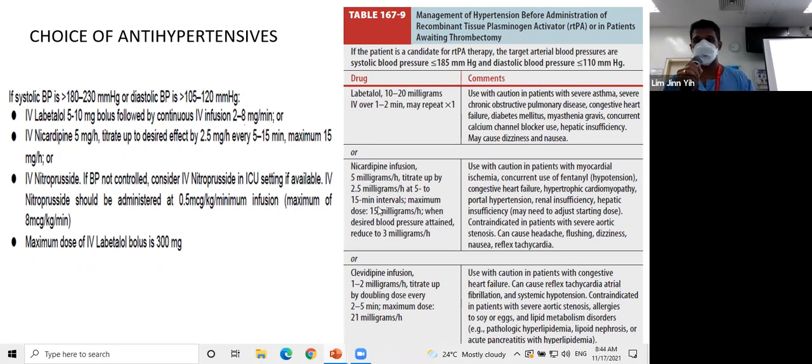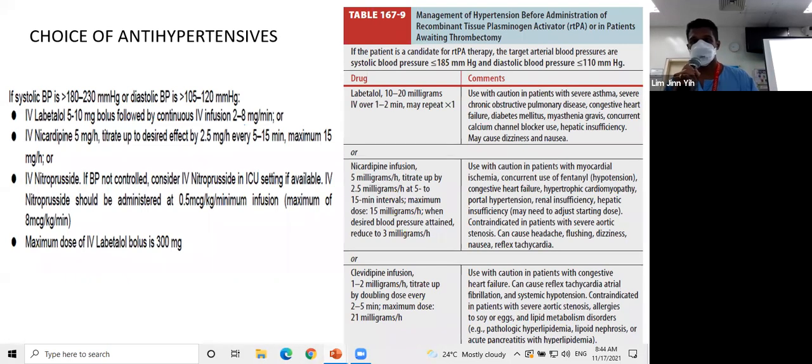On the right side, I got it from Tintinalli's latest 9th edition. So besides labetalol and nicardipine, one more option that they have is clevidipine. It's in the same group as nicardipine. The infusion rate is about 1 to 2 milligrams per hour, and we can titrate every 2 to 5 minutes to a maximum of 21 milligrams per hour.